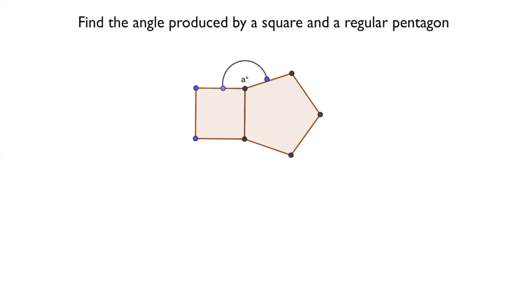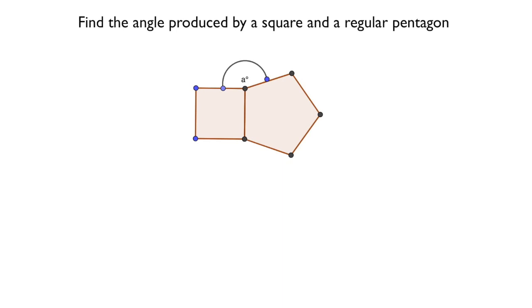Alright, this next question is a fun one and a little bit trickier, and it requires a few steps, but let's have a go. The question is, find the angle produced by a square and a regular pentagon. It's the angle A on the outside of the shape, and that's called an exterior angle.